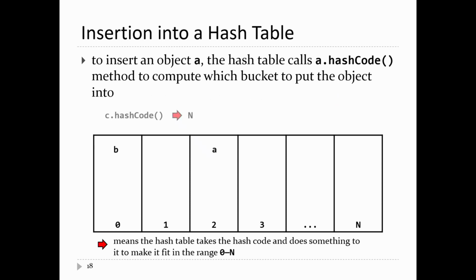For C, it looks like the hash code gets converted to n, so it's going to put it into the last bucket of the table. Now, each bucket can hold multiple items. So it's possible that when you put in D, the table asks D for its hash code, then converts that value. In this case, it converts it to n, so it's going to put it in bucket n. So you can have multiple items in each bucket.